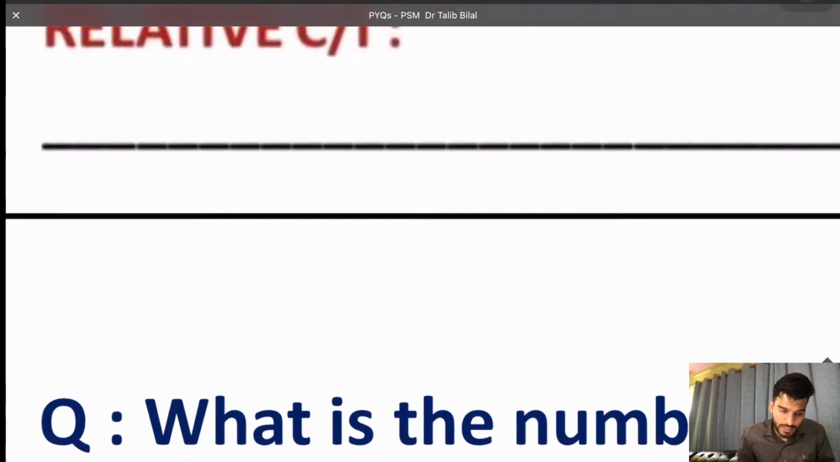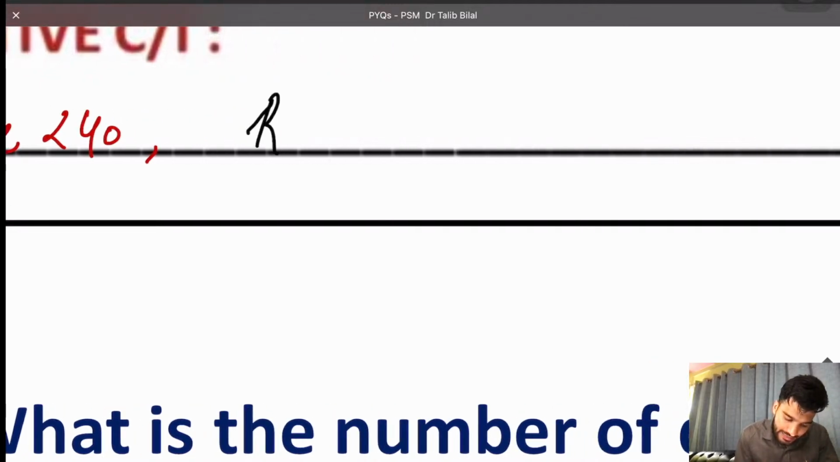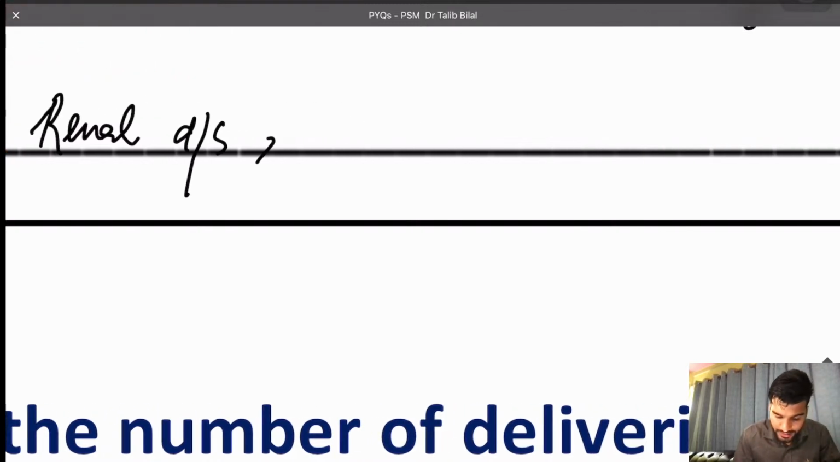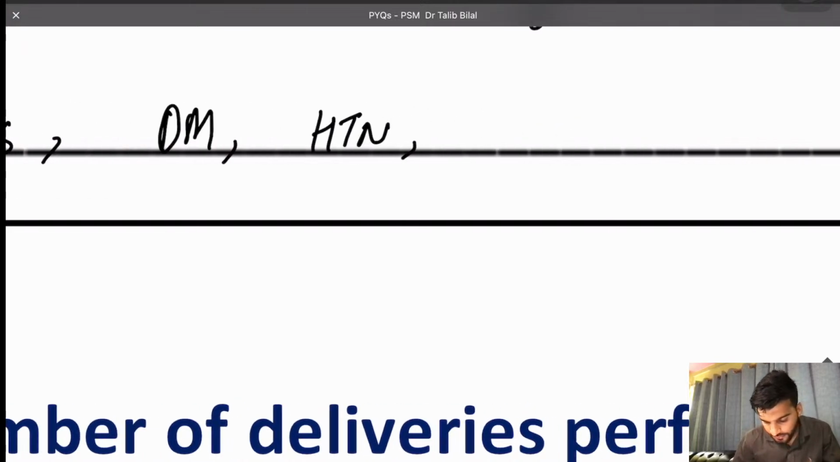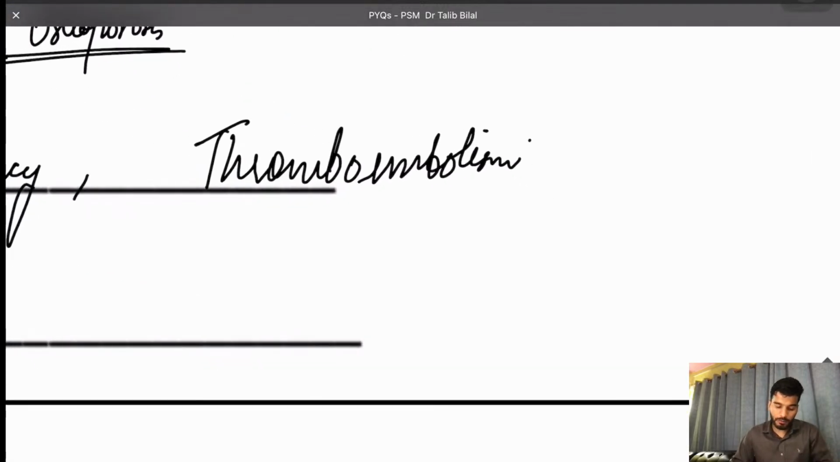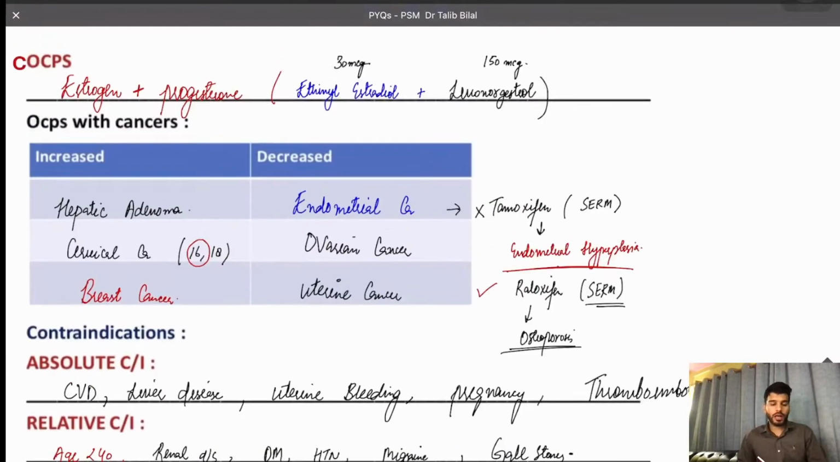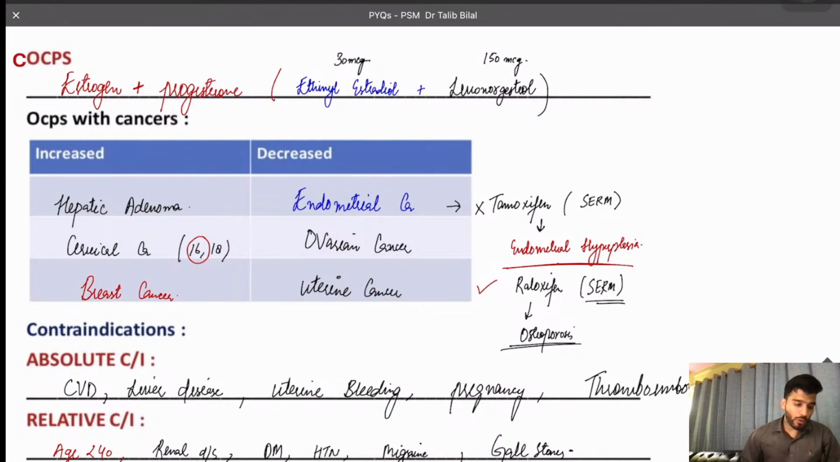So what will be the relative contraindications? Relative contraindication will be age more than 40. If a patient is having any renal disease, diabetes, hypertension and migraine. One more relative contraindication you will remember, guys: gallstones. So this was all about OCPs.